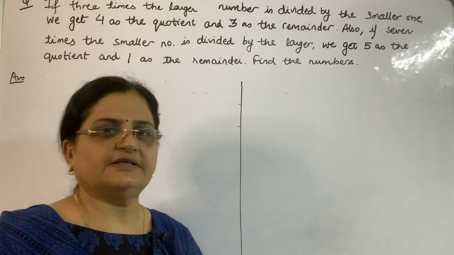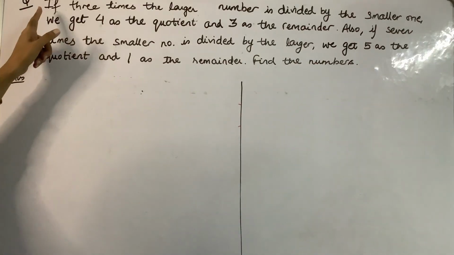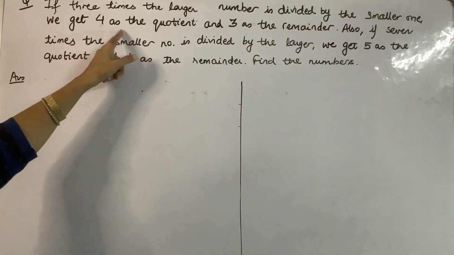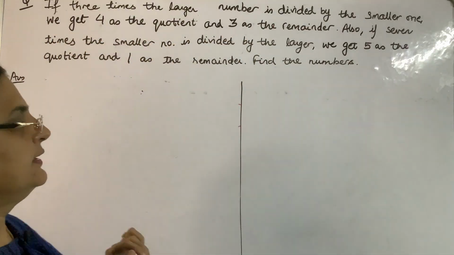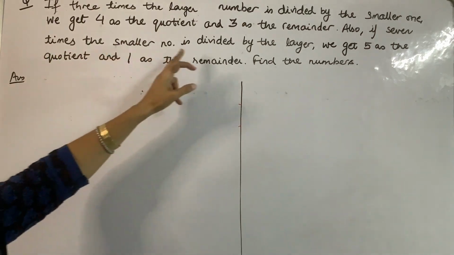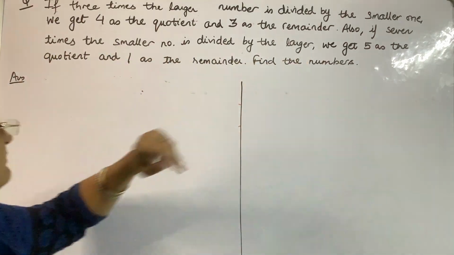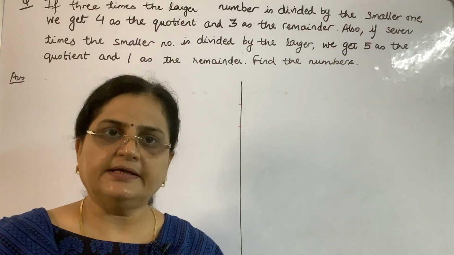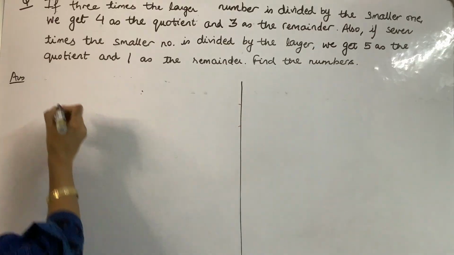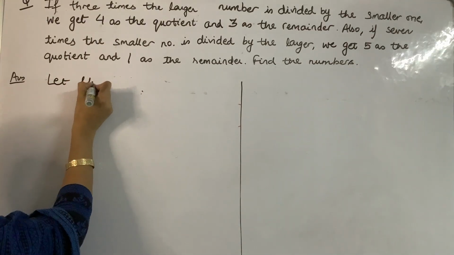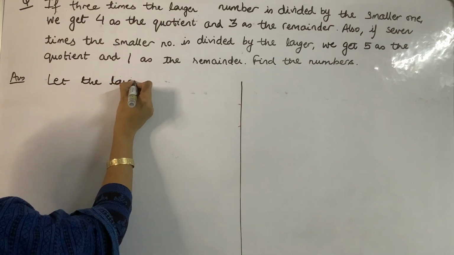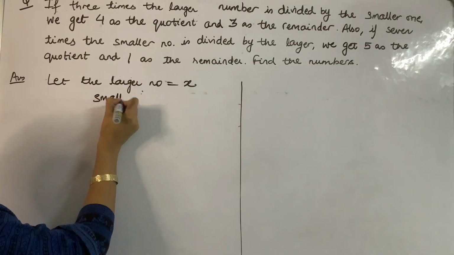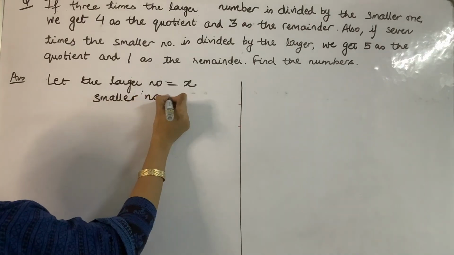Okay, looking into the next question. The next question says if 3 times the larger number is divided by the smaller one, we get 4 as the quotient and 3 as the remainder. Also, if 7 times the smaller is divided by the larger, we get 5 as the quotient and 1 as the remainder. You have to find the numbers. Again, two unknowns. So let the larger number be x and the smaller number be y.